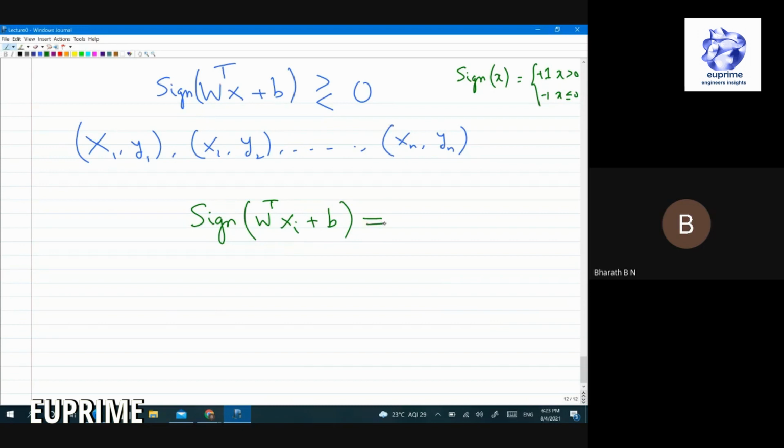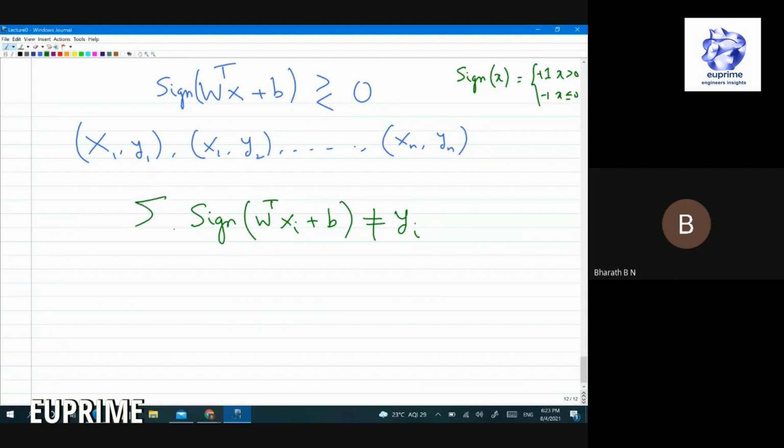So now I have to check whether it is true or not, right? I have to check whether it is equal to yi or not equal. Whenever it's not equal, I have made a mistake. The hyperplane that I have considered is not a good hyperplane. So this is the error event. Whenever this happens, there is an error. So essentially what I have to do is count the number of errors given these endpoints.